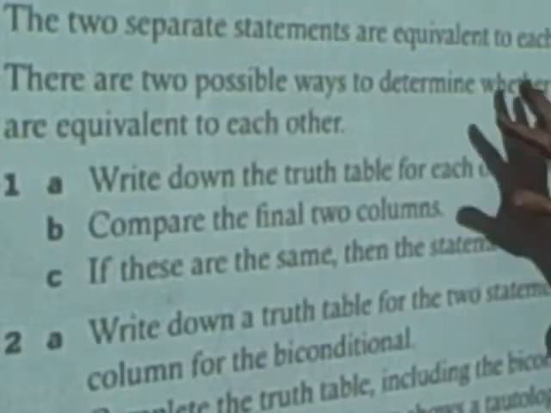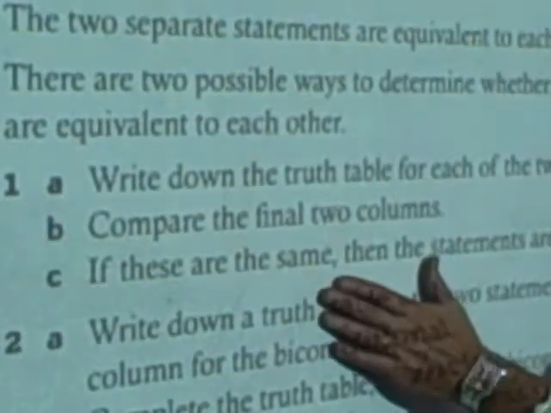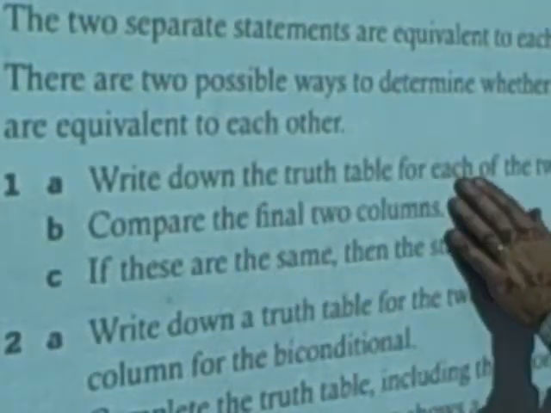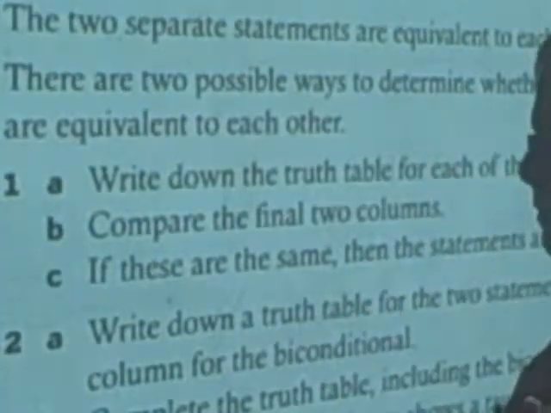If you go down a little bit, it says we use this in two ways to determine whether two statements are biconditional or equivalent to each other. We already have done this first one. When we write down a truth table for the two statements and we look at the last two columns, when they're the same, we say they're equivalent.